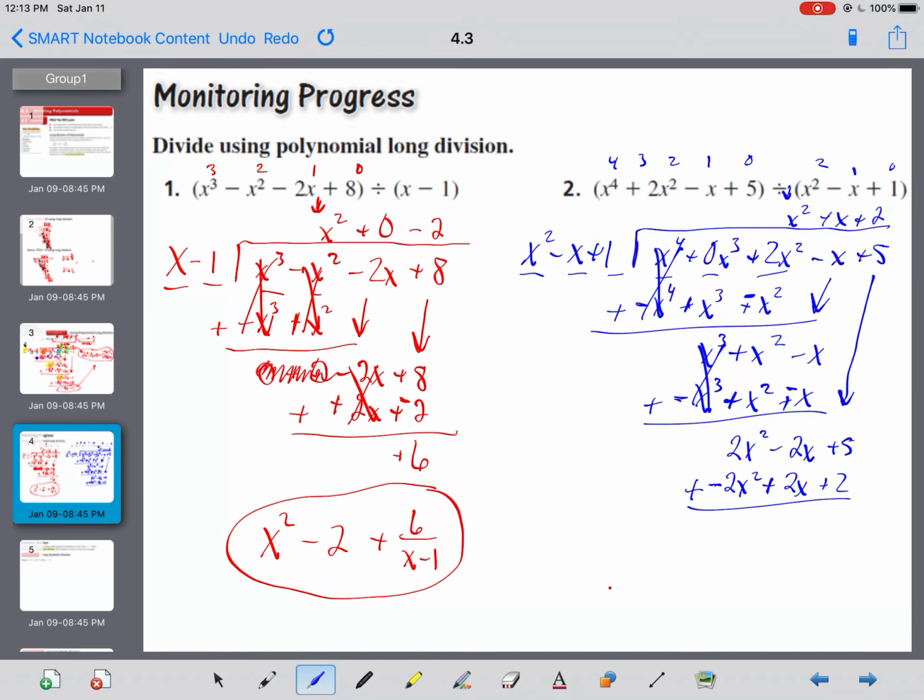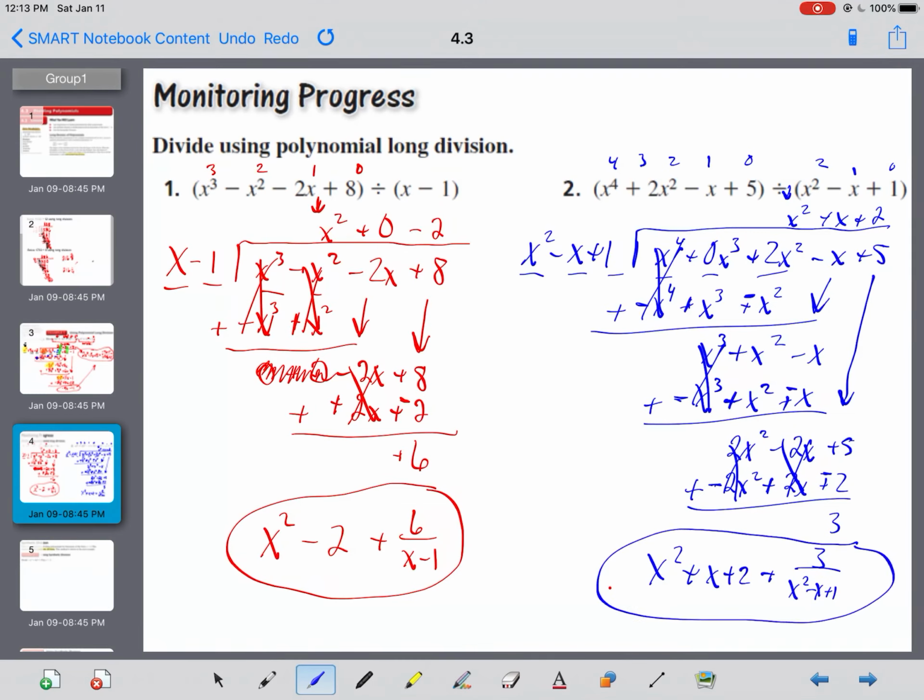And we're going to add the opposite. Change everybody's sign. 0. 0. 5 minus 2 is 3. So our answer is x squared plus x plus 2 plus 3 divided by x squared minus x plus 1. Did not go in wholly. Sometimes it'll go in nice and whole, and then you know that those both are factors of the original polynomial. We'll get to that later as we get into solving, because we'll need that to happen for us.